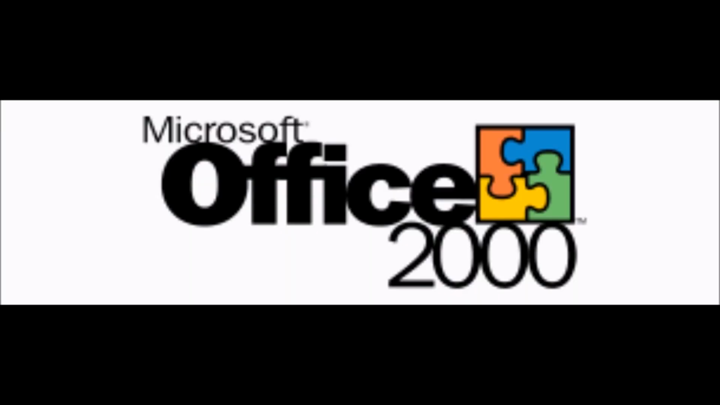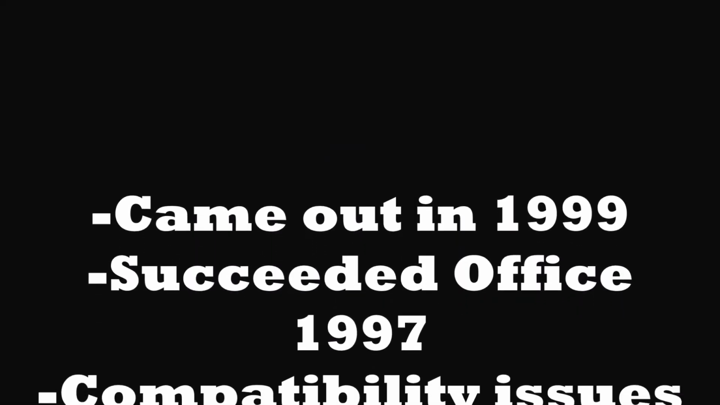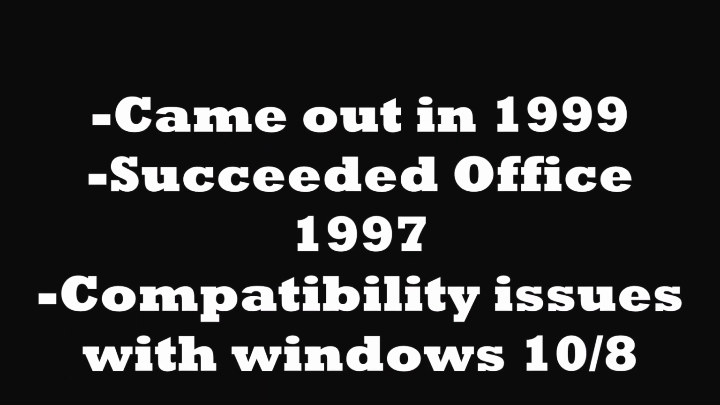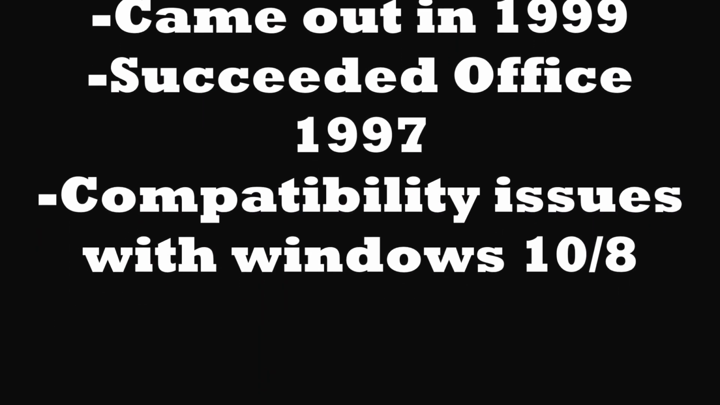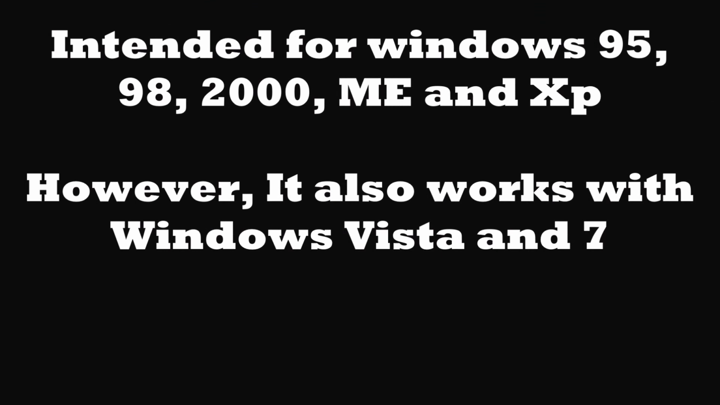Hey guys, today I'm doing a review and history of Microsoft Office 2000 Professional. This version of Microsoft Office came out in 1999 and preceded Microsoft Office 1997. This is still compatible with Windows 10, however some of the tools don't work or install, so it's better to use the operating systems that are intended, Windows 95 all the way through to Windows XP.